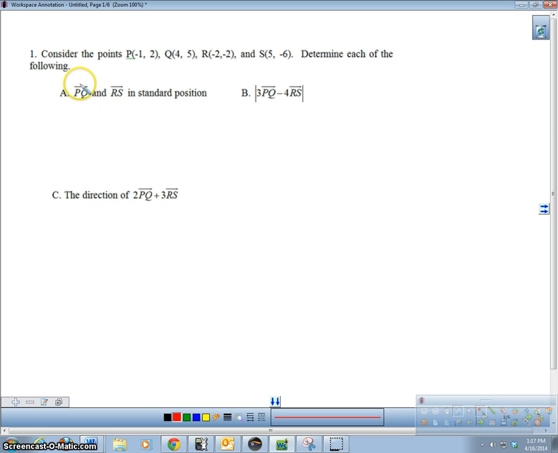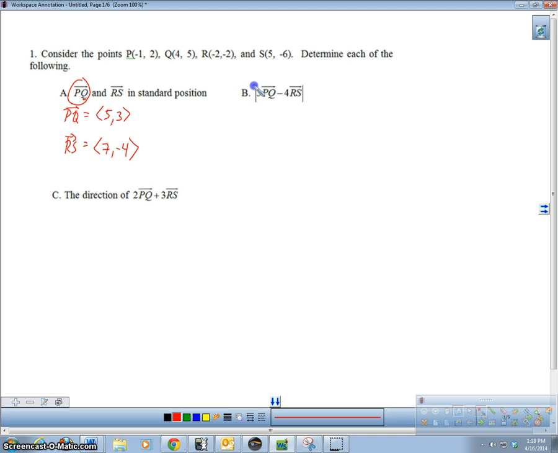We're trying to find vector PQ. Q is going to be our terminal point, and P is going to be our initial point, so we're going P to Q. The way we do that is we subtract the y values and subtract the x values. So our vector PQ is going to be 4 minus negative 1, which is 5, and 5 minus 2, which is 3. And RS is going to be 5 minus negative 2, which is 7, and negative 6 minus negative 2, which is negative 4.